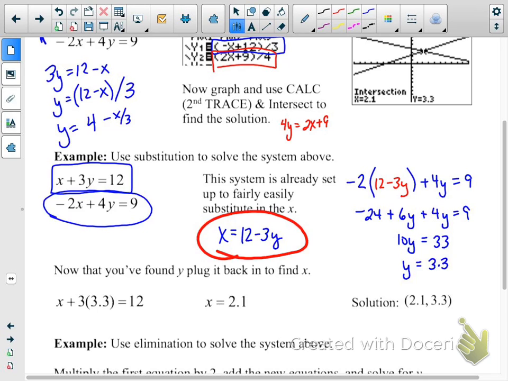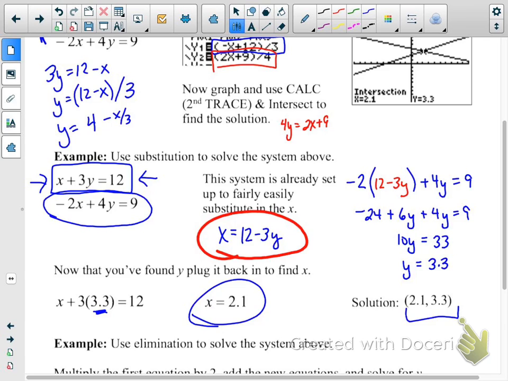Now that's the hard part. You've solved for the y. Now you got to go back and solve for the x. So I come back here, take either one of these equations. I'm using this top one here because it's easier to find x because I'm not going to have to divide by anything. So I plug my 3.3 in here for my y, and I solve, and I get 2.1. So my answer is 2.1, 3.3.